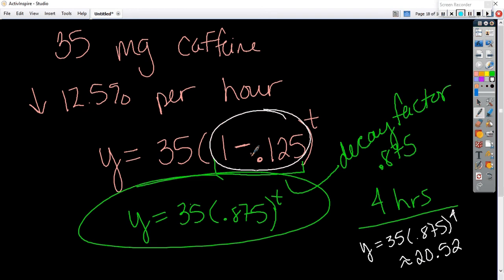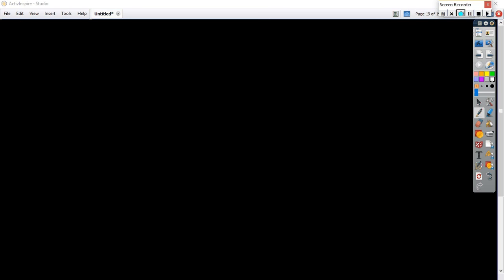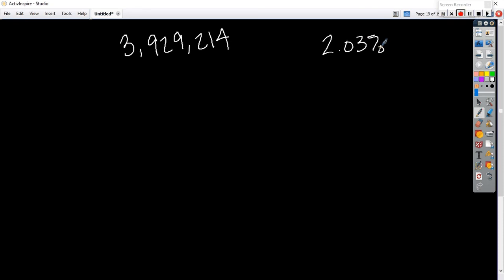Real world link. I'm going to pause this. One more example. The U.S. census was conducted in 1790. At that time, the population was 3,929,214. Since then, the U.S. population has grown by approximately 2.03% annually. There's my key word, grew, right? So I'm talking about growth. So what are my units for my time? Years.